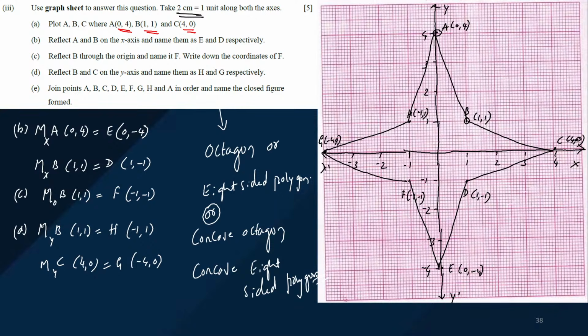So why are you saying it is concave? Because at least one angle is a reflex angle, so we name it concave. How many sides are there? 1 2 3 4 5 6 7 8. 8 sides are there, so we are calling it an octagon. Suppose I don't remember that an 8 sided polygon is called an octagon, just name it an 8 sided polygon.